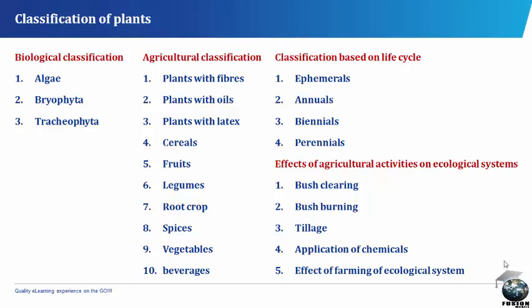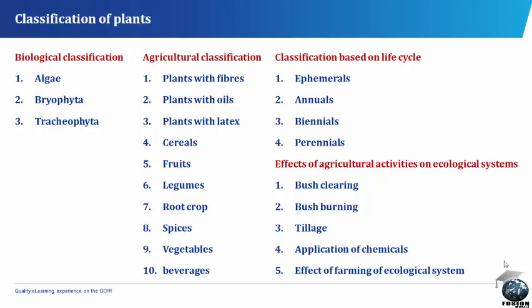For the Bryophyta, they have no true roots, stems, and leaves. Examples are mosses and liverworts. For the Tracheophyta, they have true leaves, stems, roots, and are vascularized. Examples are ferns, horsetails, seed plants, gymnosperms, and flowering plants.